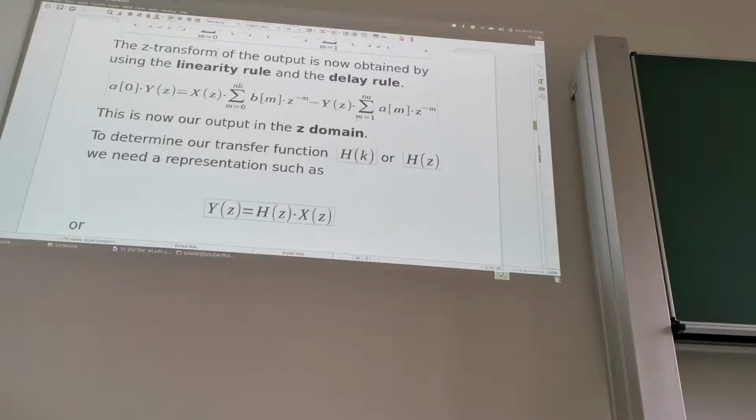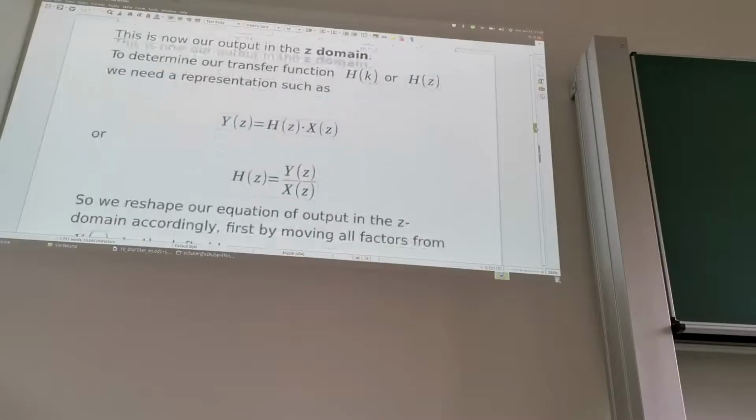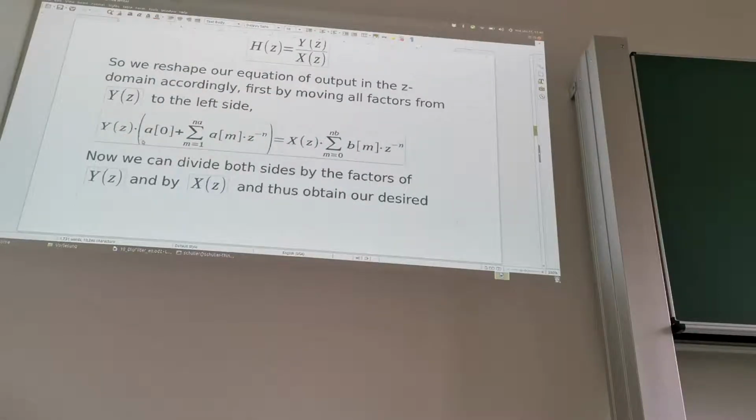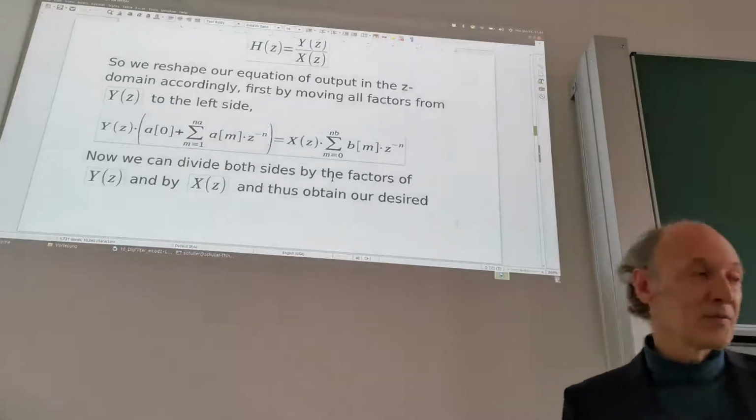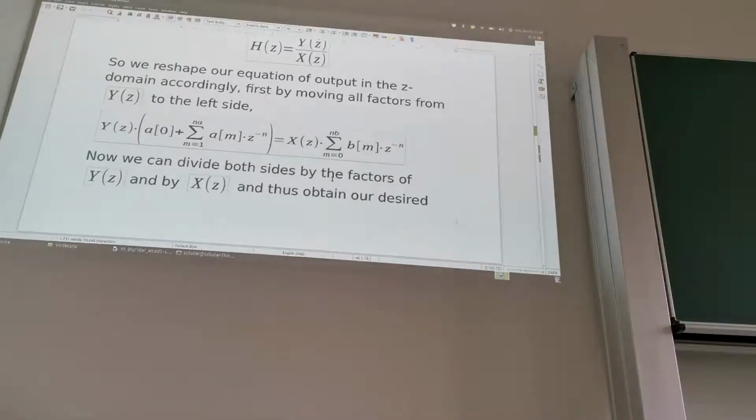So here we had this expression minus y times the sum. We just bring it over to the left-hand side, factor out y, and then we get this expression. So a0 is left, plus the sum from the right-hand side, which contains the coefficients a and the z to the minus n from the shift. And this is what's left from the right-hand side. Make sense? So simply bring the x's and the y's on one side.